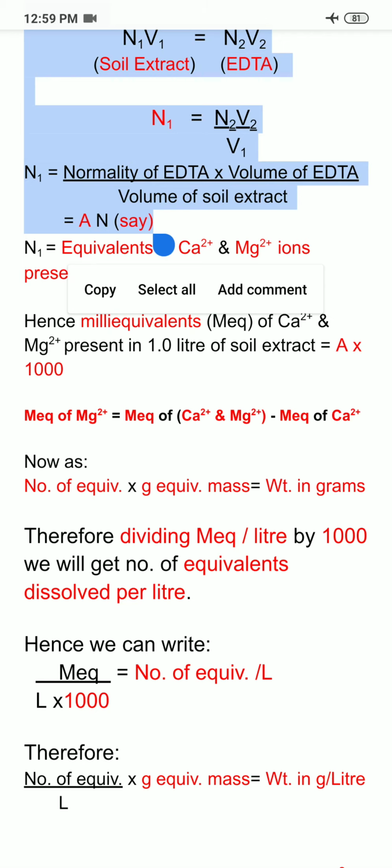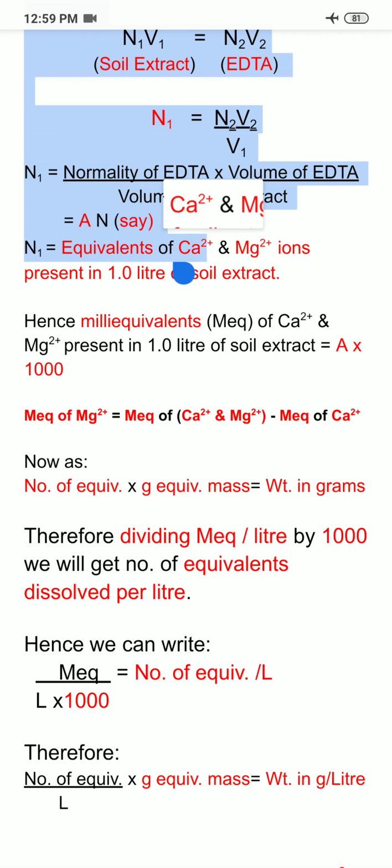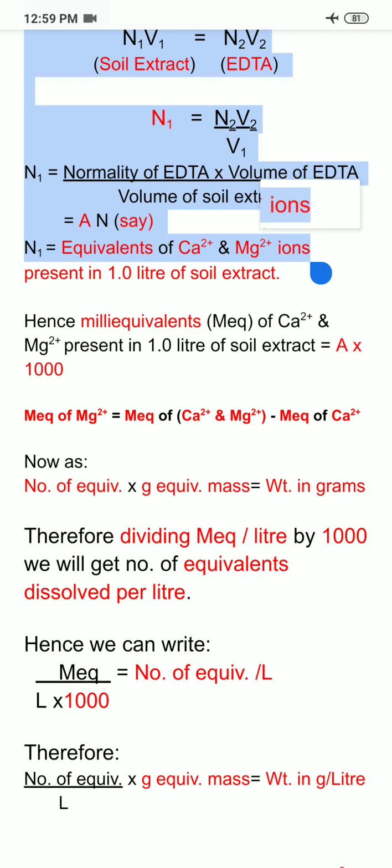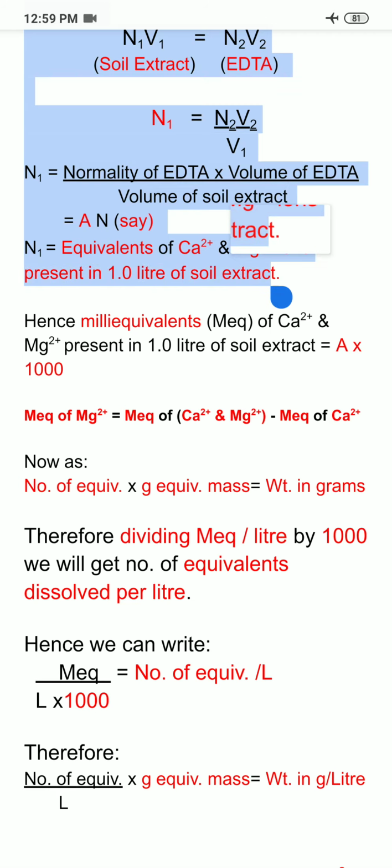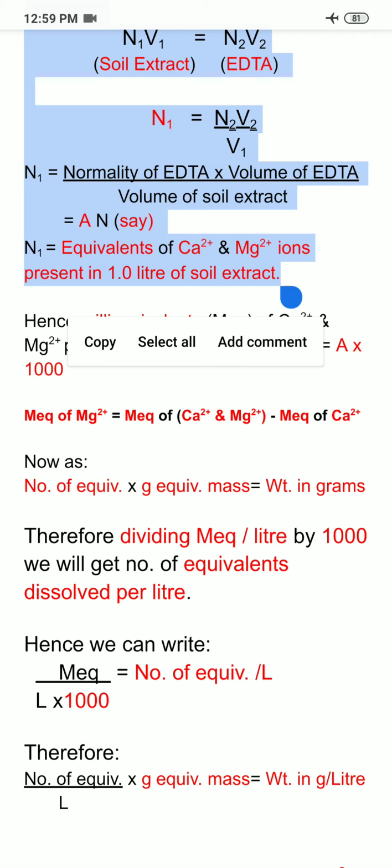So this normality is showing what? Normality is the number of gram equivalents dissolved per liter of the solution, but this normality comes out due to the presence of calcium and magnesium ions present in the soil. So as normality is the number of gram equivalents dissolved per liter, I can say that N1 represents the number of gram equivalents of calcium and magnesium ions present in 1 liter of the soil extract.